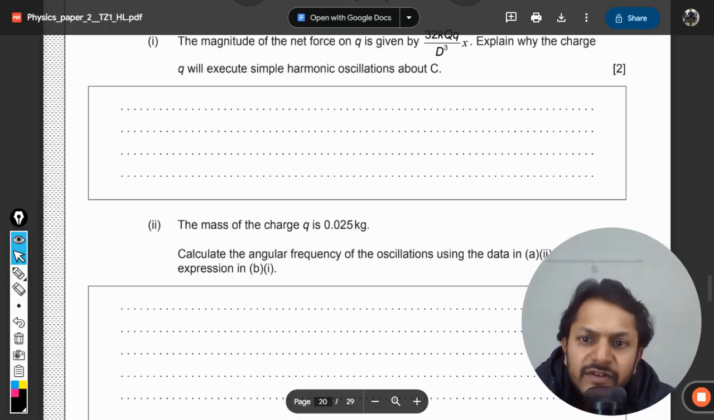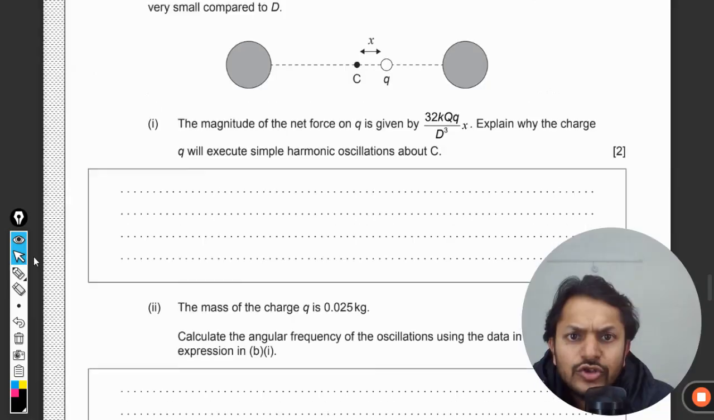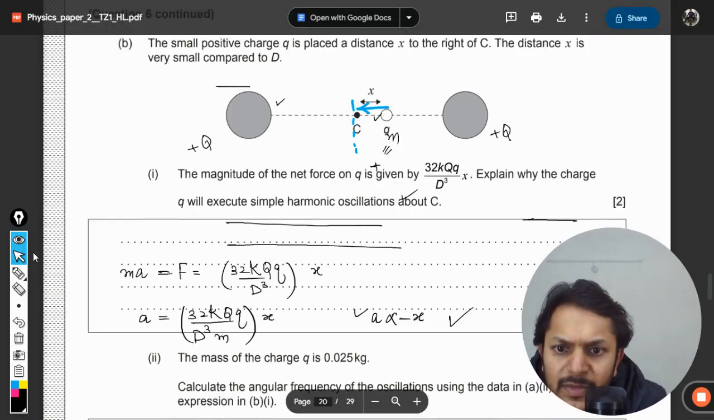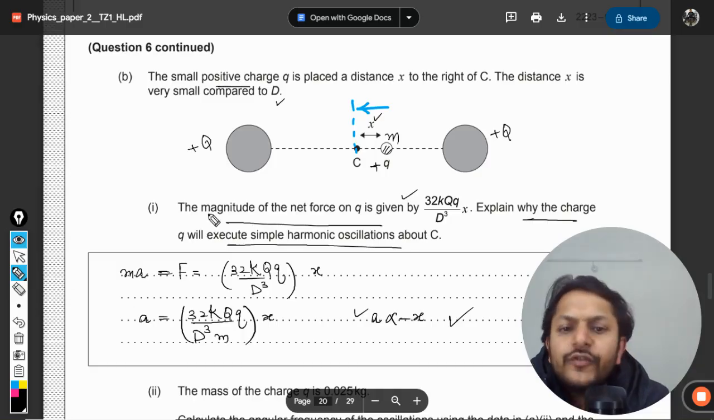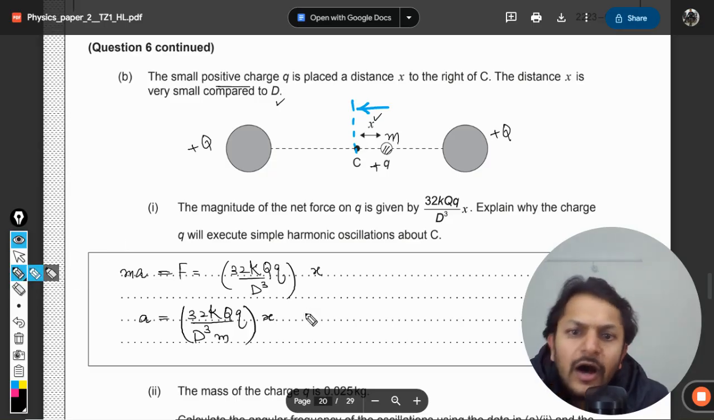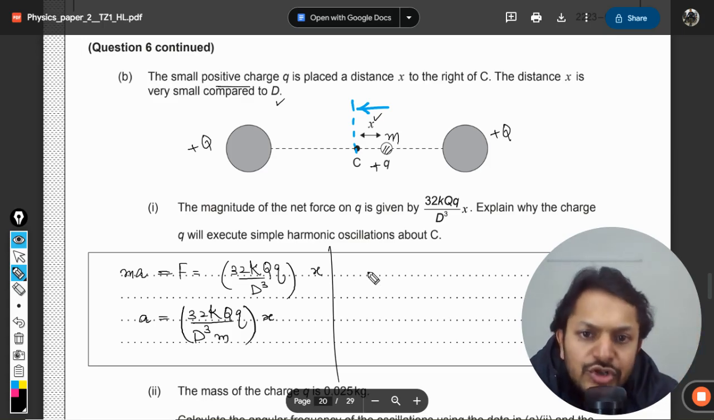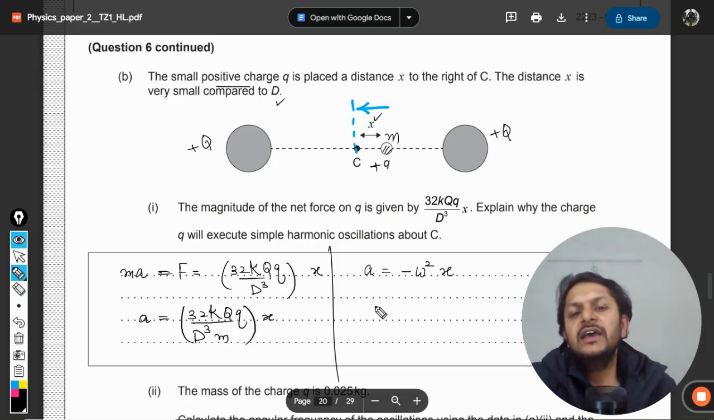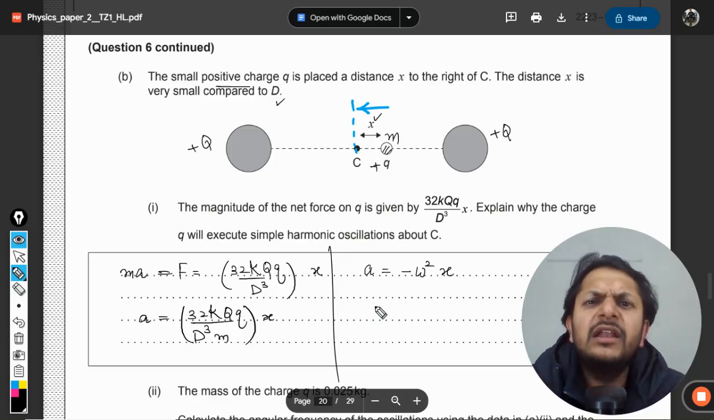The mass of the charge is given now. Calculate the angular frequency from this and this, and the mass is also given. So for angular frequency, we created this expression earlier, so I'm going to continue from this position only. So how to move now? We know that the fundamental equation of simple harmonic motion is given by acceleration is equal to negative omega square x. See, my dear students, whenever it is about simple harmonic motion, you are going to get a repeat telecast of this question.